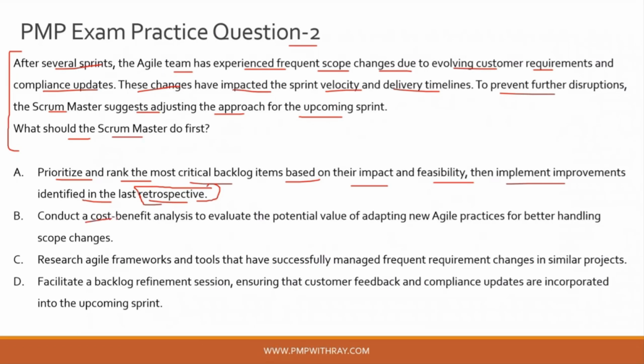Let's look at option B. Conduct a cost-benefit analysis to evaluate the potential value of adopting new agile practices for better handling scope changes. Again, this is quite absurd, right? Doing a cost-benefit analysis. We are not talking about cost versus benefit in this situation. We are essentially talking about frequent scope changes, which are causing issues with delivery and timelines in your sprint, right? So force fitting a cost-benefit analysis in such a scenario seems like not the correct answer choice. Okay, so option B is definitely not the correct answer that we are looking at.